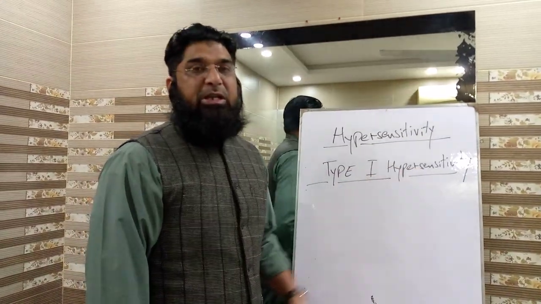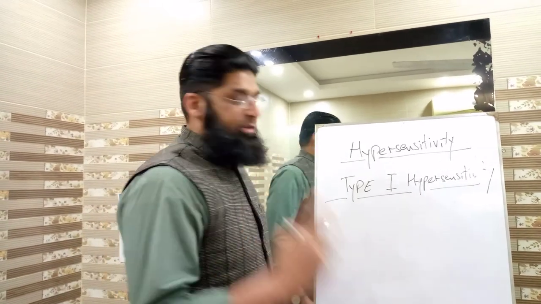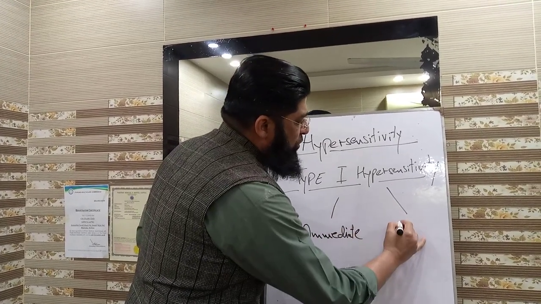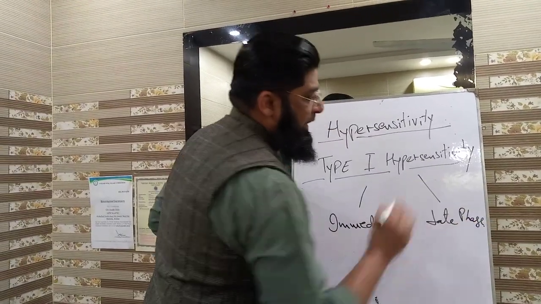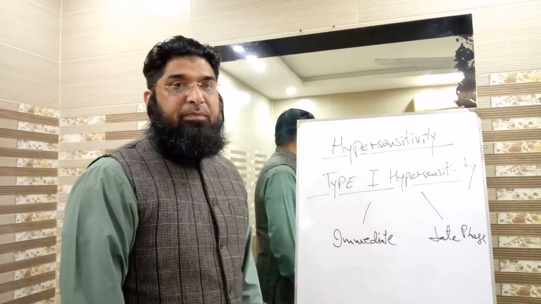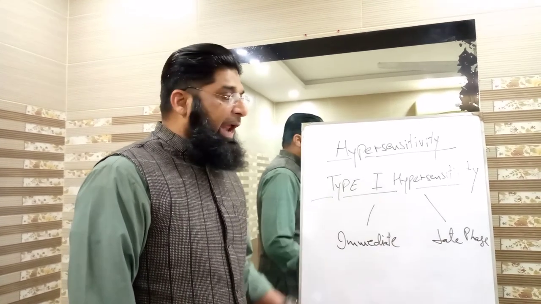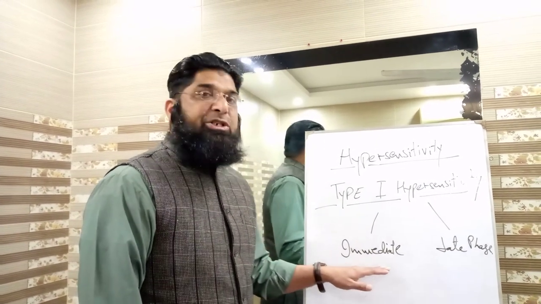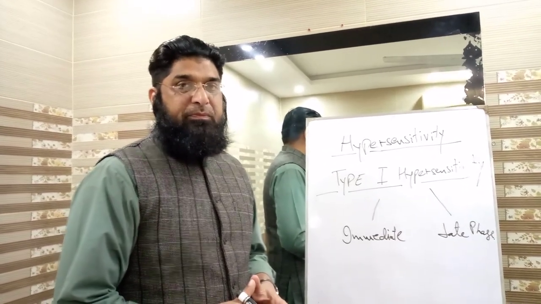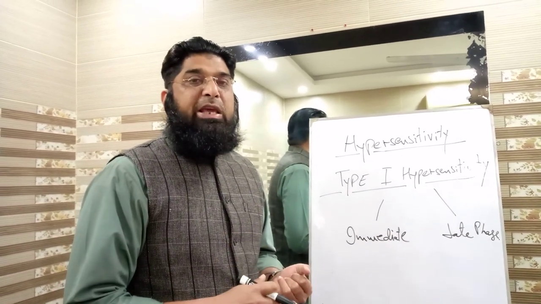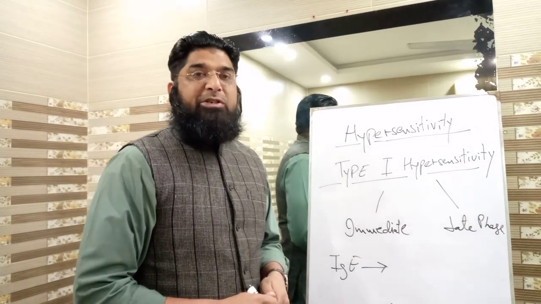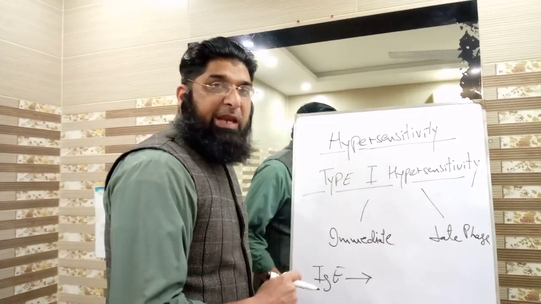Students, type 1 hypersensitivity reaction is divided into two phases. Number one, immediate phase, and number two, late phase. Type 1 hypersensitivity reaction starts when any allergen, any antigen, enters the host and initiates the production of IgE antibodies. These IgE antibodies then bind to their receptors on the surface of mast cells and basophils.